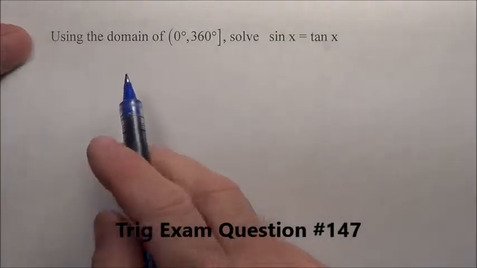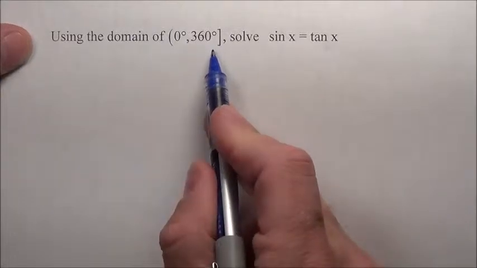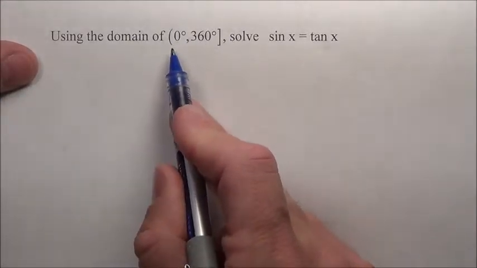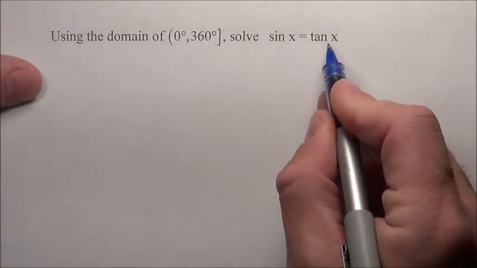Alright, here's one that's a little bit more difficult. We're trying to solve sine of x equals tangent of x from 0 to 360, including 360, not including 0. We'll call it 360 instead of 0. Sine of x is equal to tangent of x.